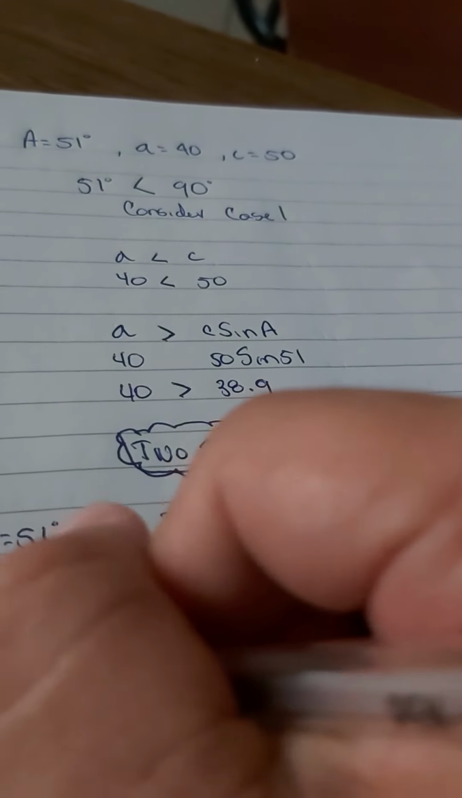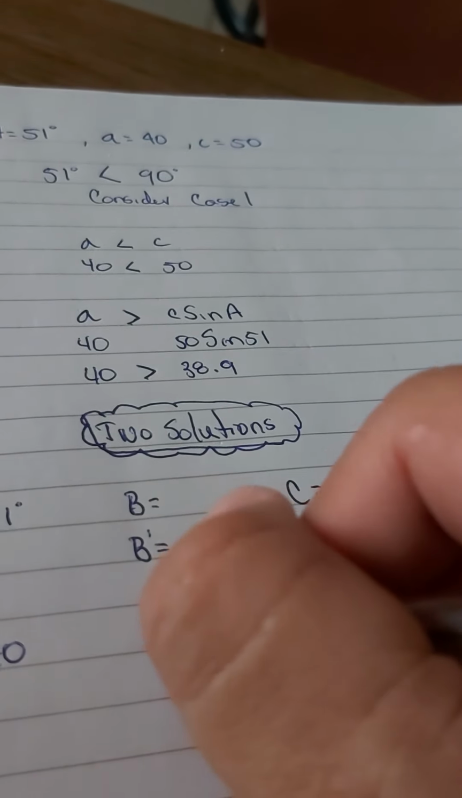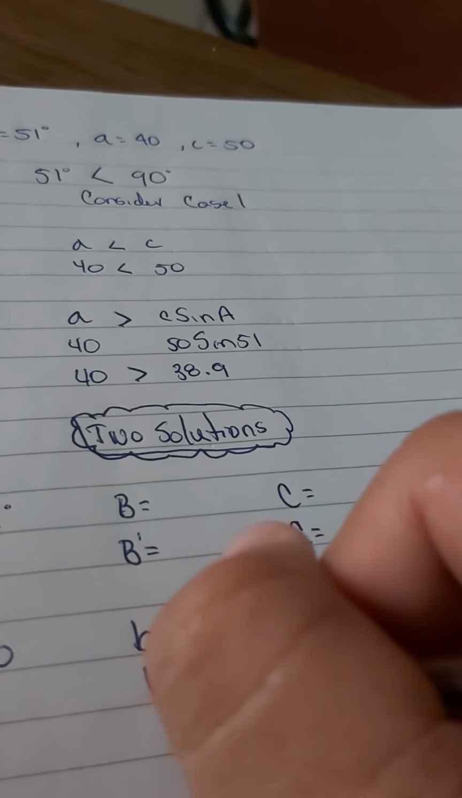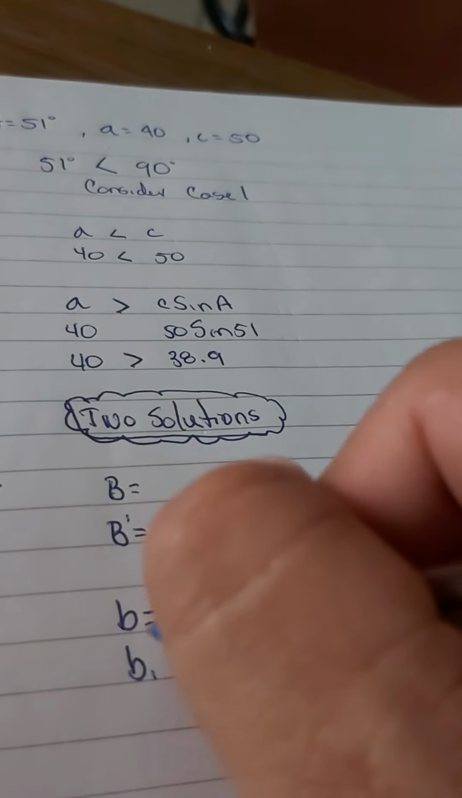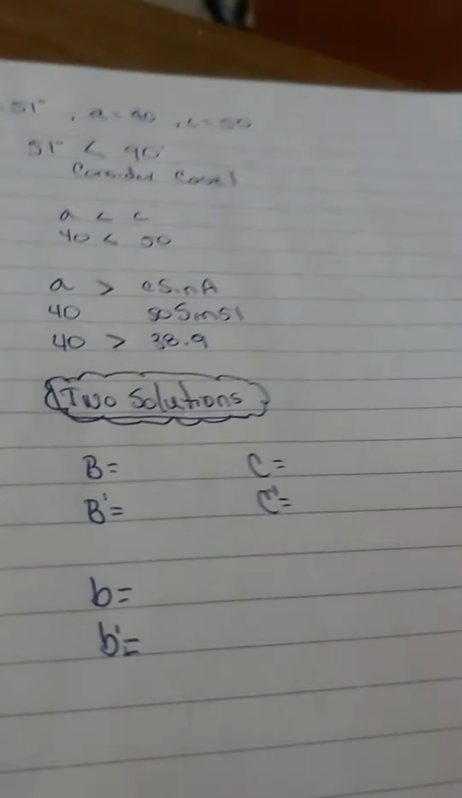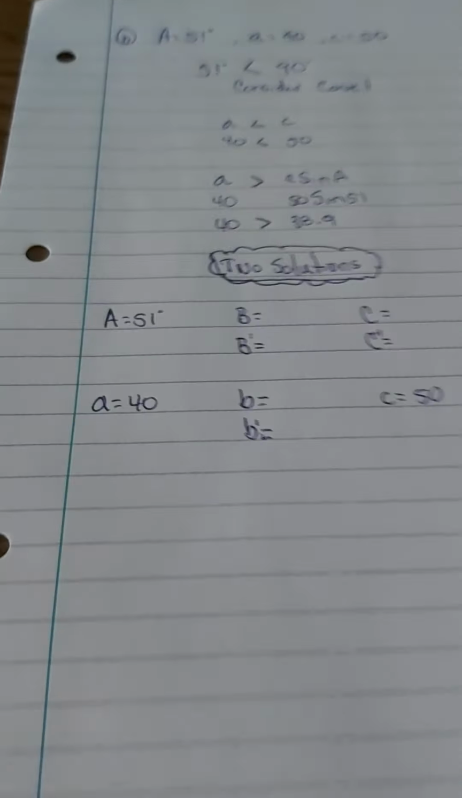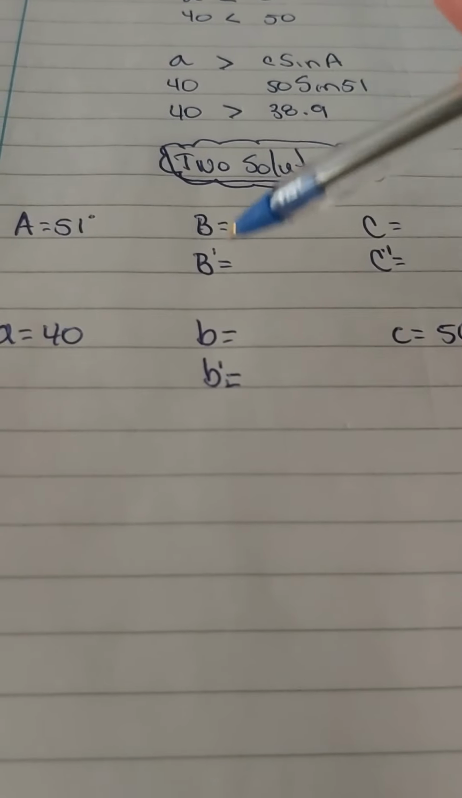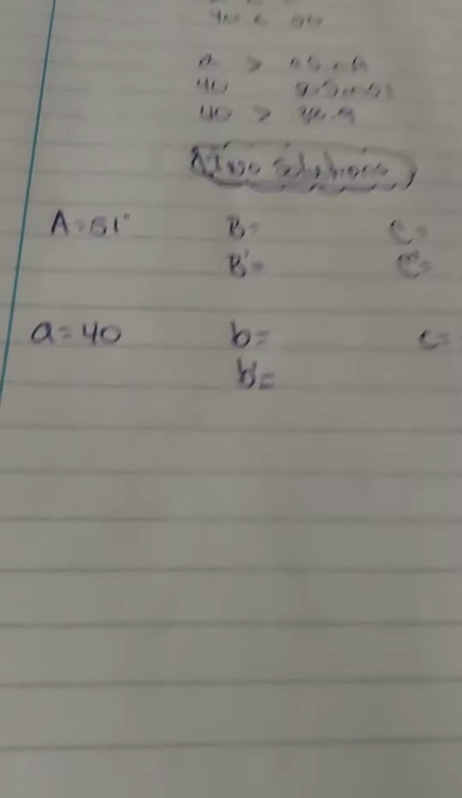We have side A equals 40. We need to find side B and the second side B, and we have side C equals 50. So that means that we have to find two angle B's, two angle C's, and two side B's. Okay?